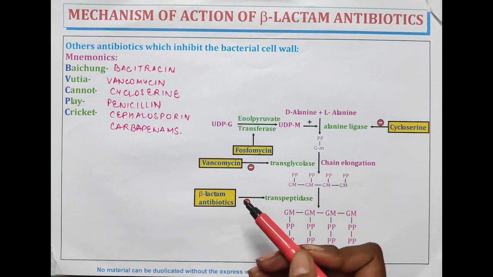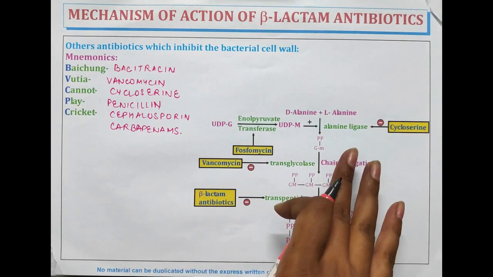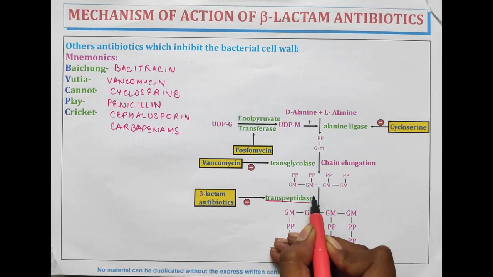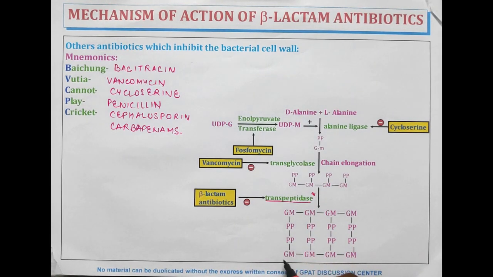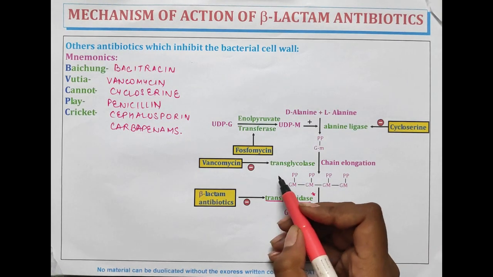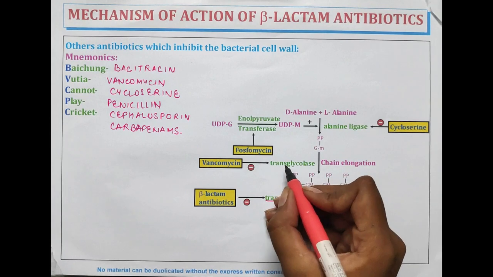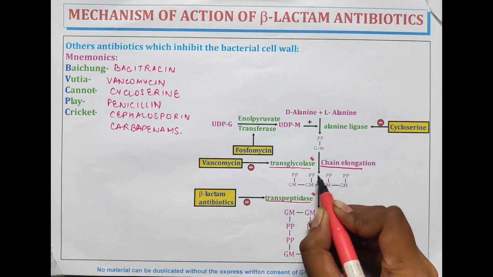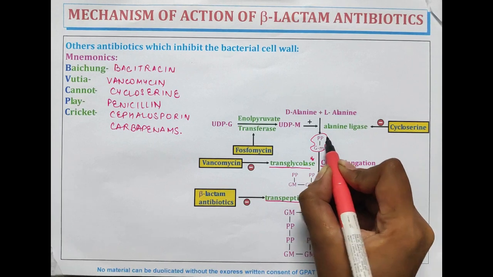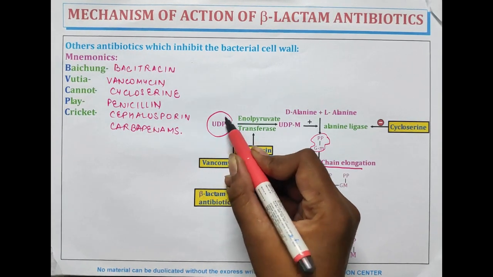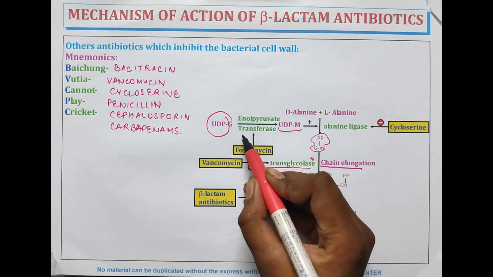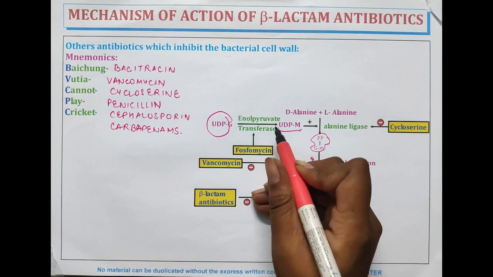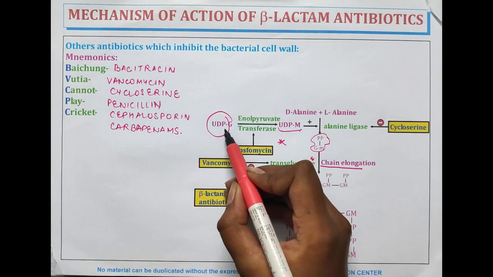And this is the mechanism of action of various drugs acting on the cell wall in brief. Beta-lactam antibiotics mainly inhibit the enzyme transpeptidase, which is responsible for the cross-linking of polypeptides. And vancomycin is responsible for inhibition of transglycolase, which causes the elongation of polypeptides. Then UDPG is converted into UDPM by enolpyruvate transferase, which is inhibited by fosfomycin. The drug fosfomycin inhibits enolpyruvate transferase, which converts UDPG into UDPM.